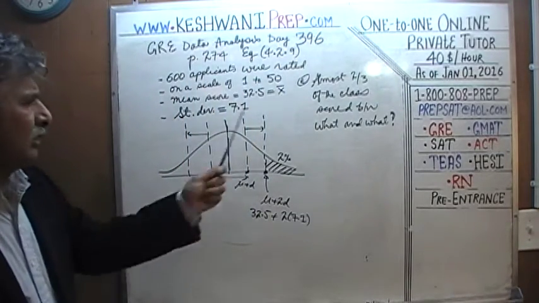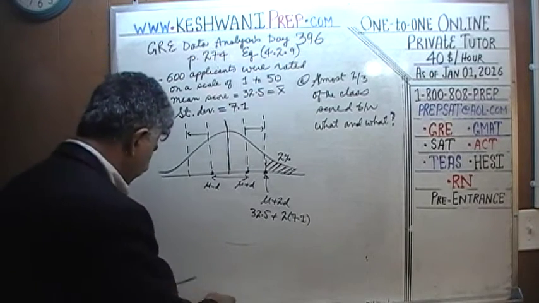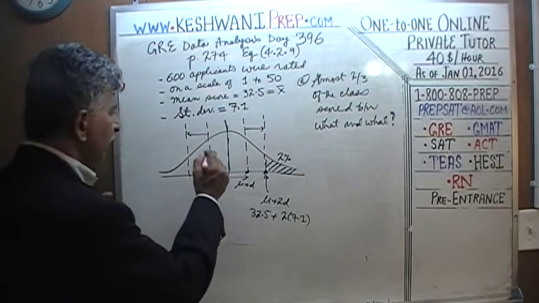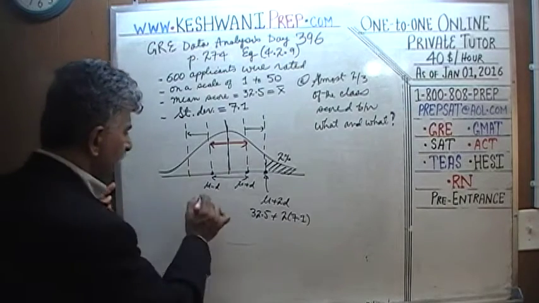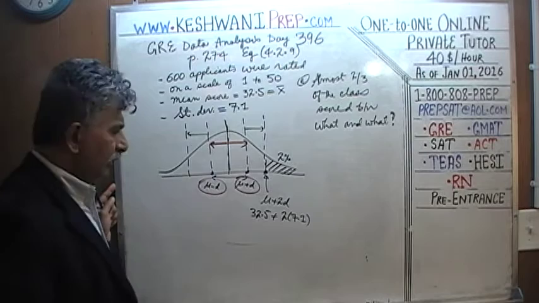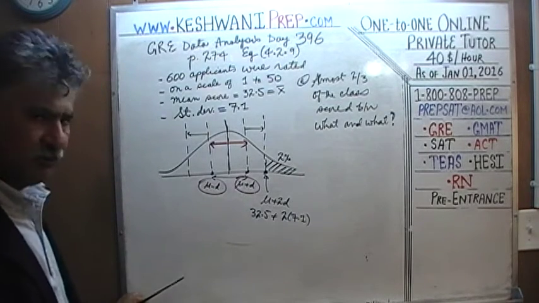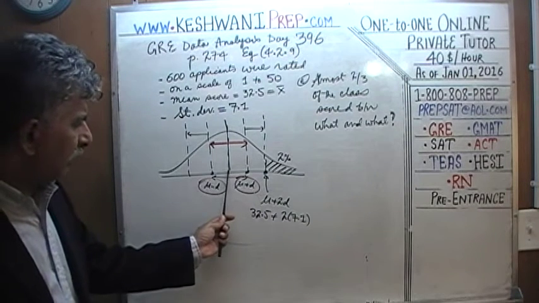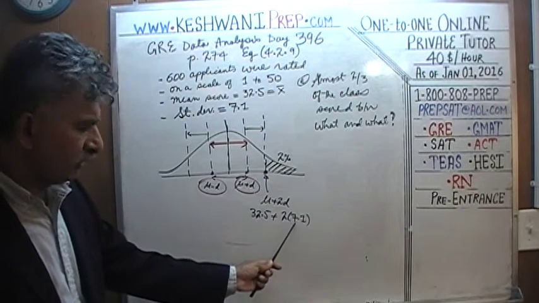It's very simple. Two-thirds of the class, we know that in a normal distribution, two-thirds of the observations, two-thirds of the population falls between one standard deviation below the mean and one standard deviation above the mean. That is the range. The range, of course, is going to be 14.2, because it's 2 times 7.1, except we are not going one standard deviation this way and one standard deviation that way. That's how we got 14.2.